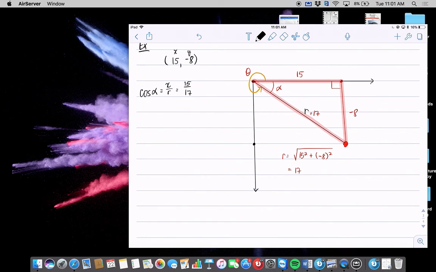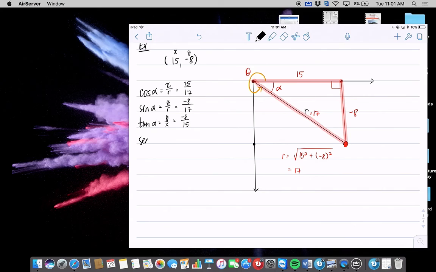Continuing, let's go ahead and do sine of alpha. Sine of alpha is just going to be y over r. If you look back at your notes, the y-coordinate is -8. The radius, or r value, is going to be 17, so your answer should be -8 over 17. Let me see, tangent of alpha. Tangent of alpha is just going to be y over x. So I just take my y-coordinate, which is -8, over the x-coordinate, which is 15.